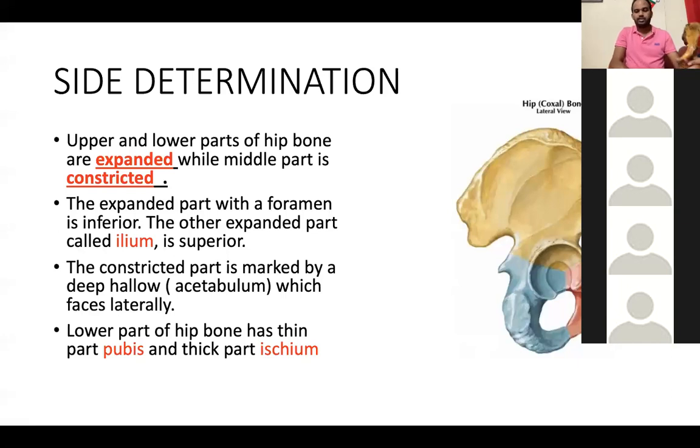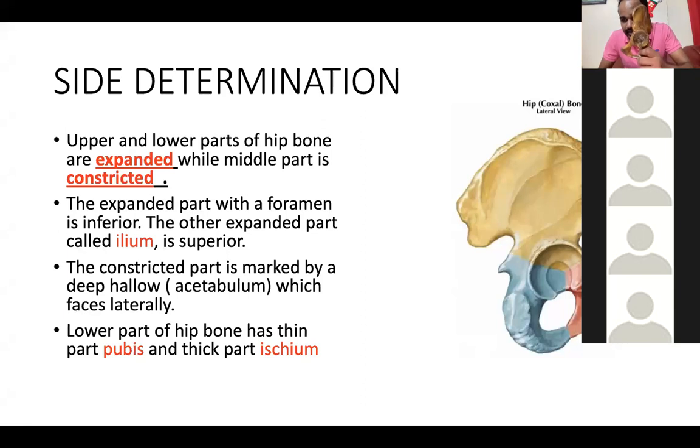With these points, one can easily identify the side of the bone, whether it is a right hip bone or a left hip bone. Till now, anybody has got a doubt in determining the side? If so, please let me know so that we will discuss once again.